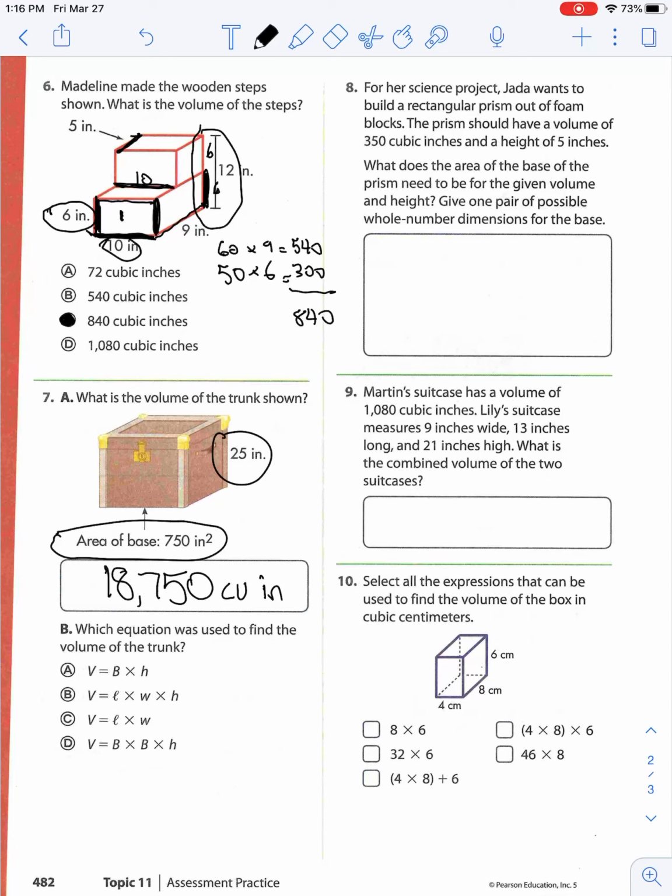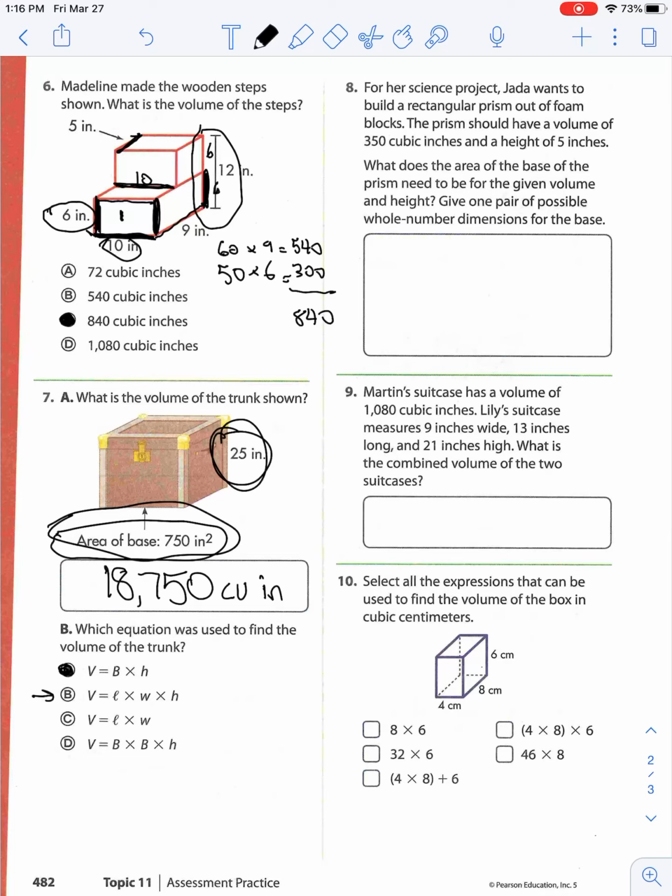Well, the formula we use is A. We use the base times the height. Okay? Now, I know that, yes, volume equals length times width times height is a formula to find the volume, but they didn't give us the length and the width, so we were given the base. So this is the only one that works.